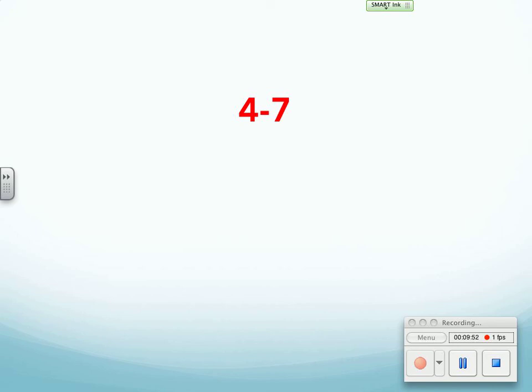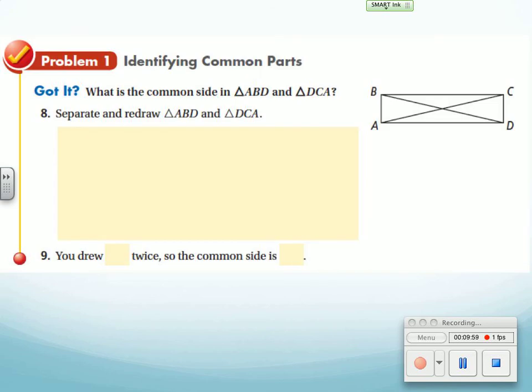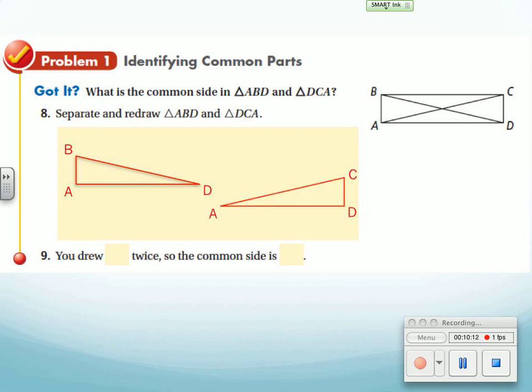So let's continue on looking at overlapping triangles. First, we have to identify common parts. So in the first part, we're going to separate and redraw triangle ABD and triangle DCA. So here's ABD, which is the bottom left triangle, and then DCA is part of that triangle ACD. So when we drew those two triangles over, we drew segment AD twice. So the common side of those two triangles is segment AD.